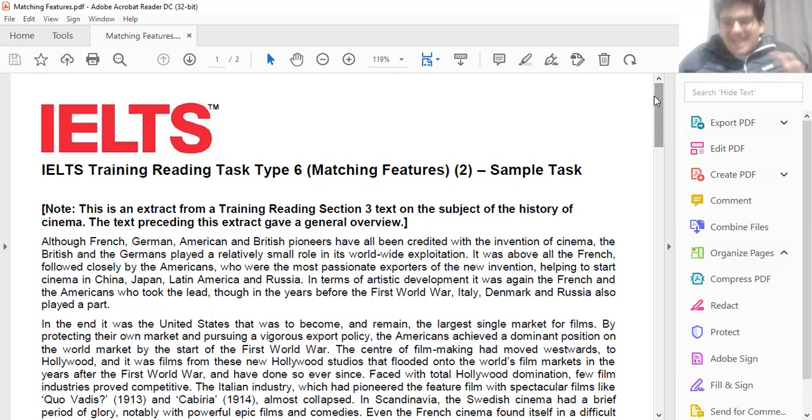All right, so they're talking about the roles of different countries that played their part in terms of establishing the cinema and spreading it all over the world. That is the general gist of the first paragraph, and it is always very useful to write it down somewhere so that when you're looking at it again in retrospect, you know what message the respective paragraph is trying to convey. Thank you very much.